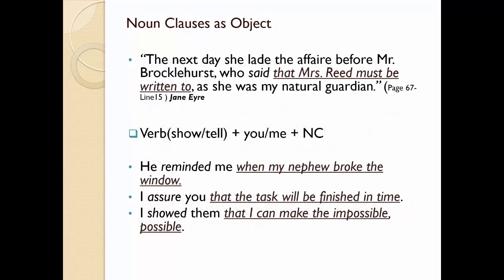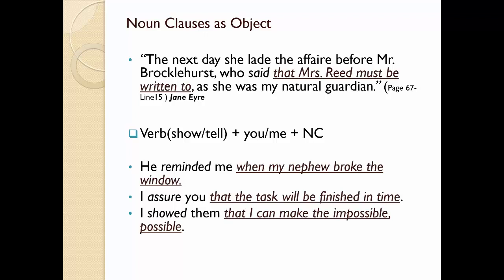There are certain verbs such as show, tell, assure, convince, inform, notify, persuade, remind, and warn. We include with them an indirect object, me or you, before a noun clause as the direct object. For example, he reminded me my nephew broke the window. I assure you that the task will be finished in time. I showed them that I can make the impossible possible.